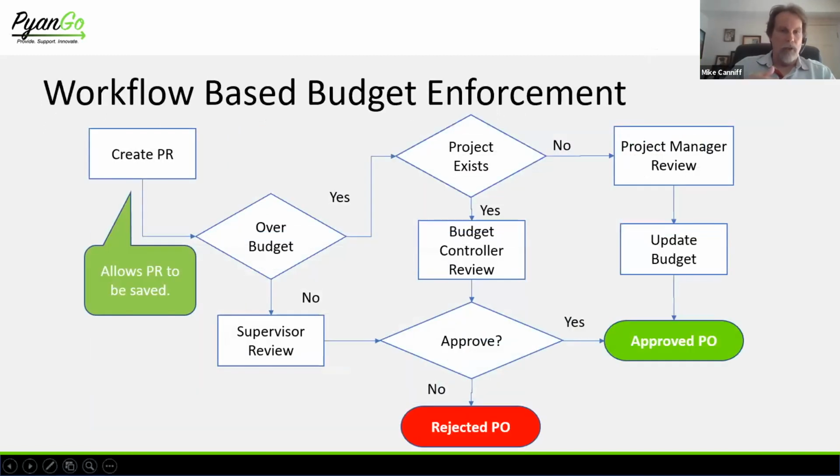So let's say I am in a warning mode and I have an over budget scenario. I create the PR, I'm over budget. Let's say I'm working and I'm involved with a project. So, does the project exist? Actually, this should probably be reversed. If yes, the project manager should review it and then update it. And if the project does not exist, maybe the budget controller, the FP&A team, wants to review it to say, oh, are we over budget in this scenario? And then approve it or reject it, right? So this should be baked into your normal procurement workflow process.